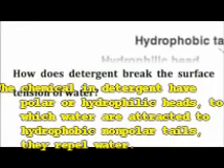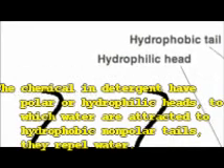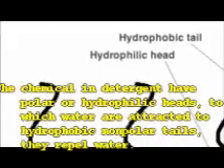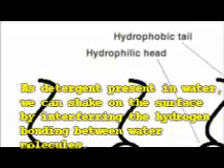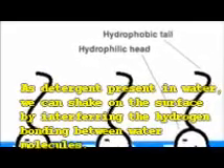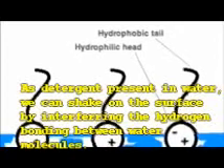The chemicals in detergent have polar, or hydrophilic, heads, to which water is attracted, and hydrophobic, nonpolar tails that repel water. When detergent is present in water, it weakens the strength of the surface tension by interfering with the hydrogen bonding between water molecules.